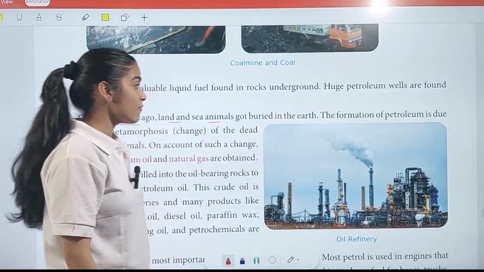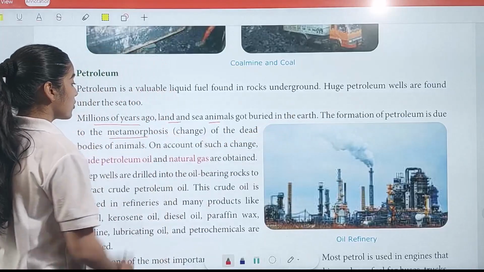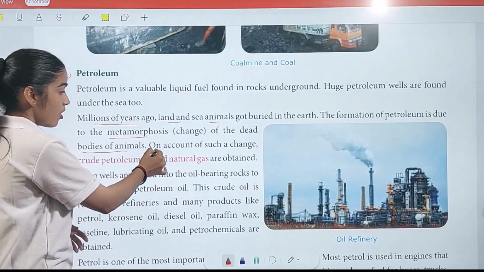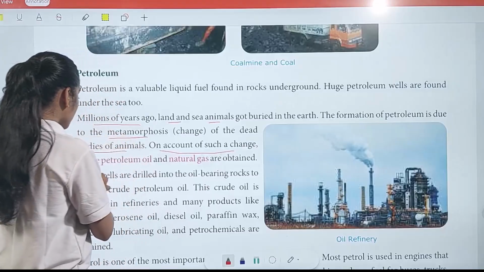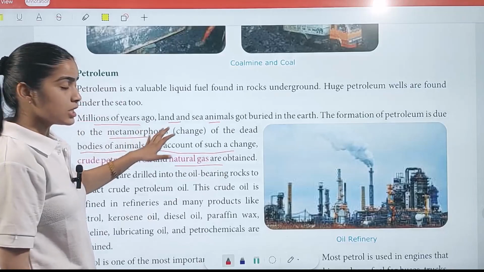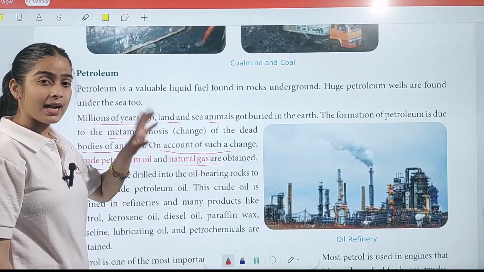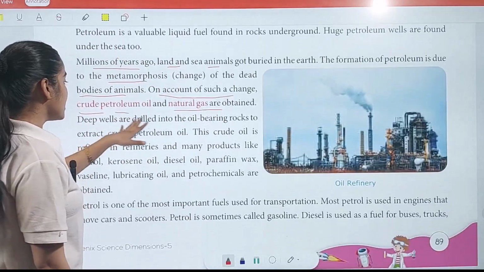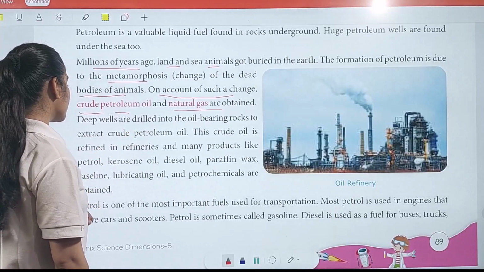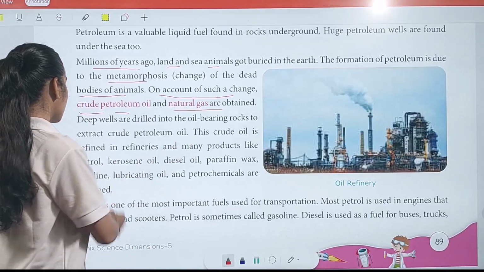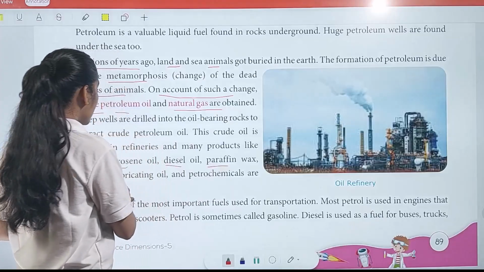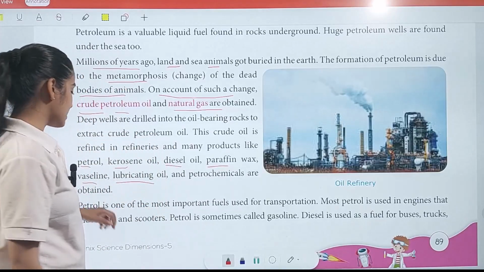This formation of petroleum is due to the metamorphosis, meaning change, of the dead bodies of animals. On account of such a change, crude petroleum oil and natural gas are produced. Deep wells are drilled into the oil-bearing rocks to extract crude petroleum oil. This crude oil is refined in refineries, and many products like petrol, kerosene oil, diesel oil, paraffin wax, Vaseline, lubricating oil, and petrochemicals are obtained.